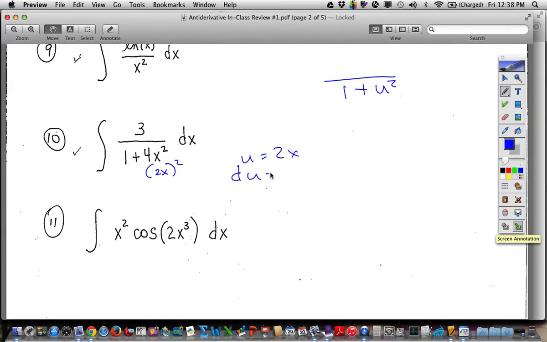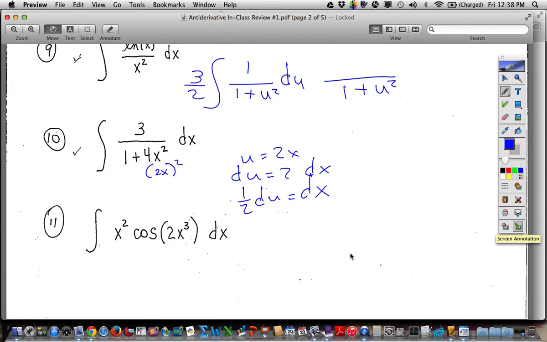Well, that would just come out, that's where that 1/2 would go. So what I would do with this is this 3 on top can actually come out. And so this would be 1 plus u squared, and then your dx would be a 1/2. So that would come out here, du. So it ends up being 3/2 arctangent, and then 2x.